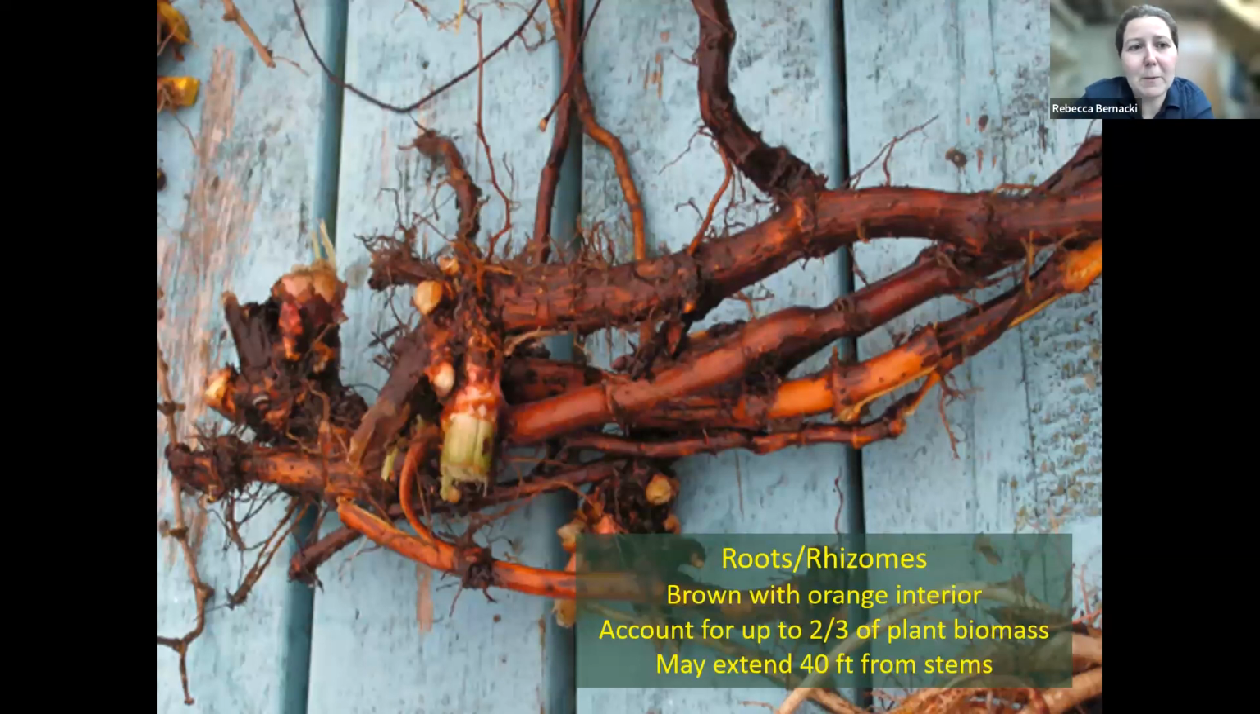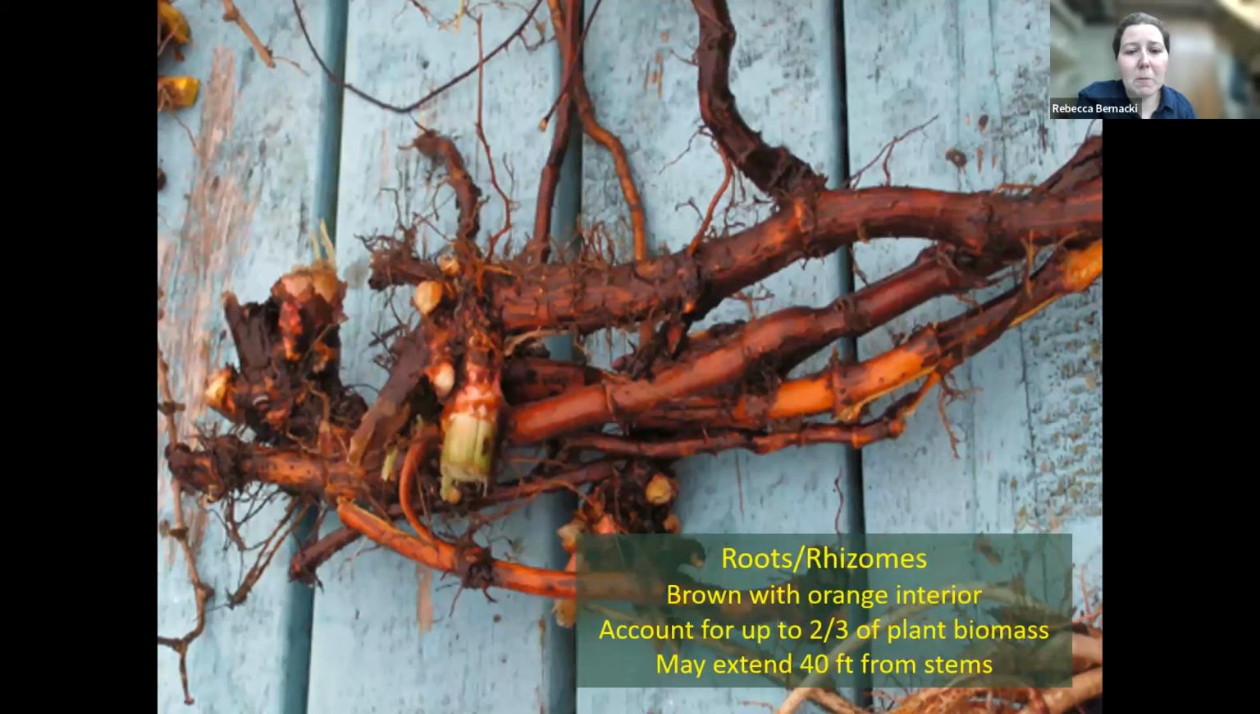So the roots or rhizomes of knotweed are going to be brown with an orange interior, as you can see in the picture here. You can kind of see that interior on the left side where it's broken. And I like to give the iceberg analogy here. So these roots and rhizomes may account for 2/3 of the biomass of the plant. So you see this big, tall, 12-foot tall plant growing, and just think about how much biomass is above ground. 2/3 of the biomass of that plant is below ground, and that's incredible to think about.